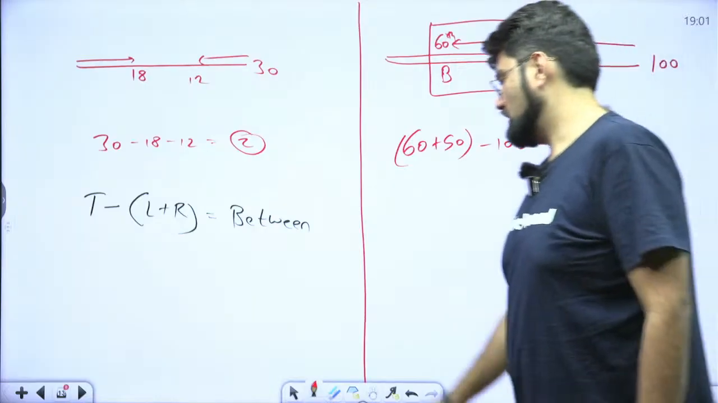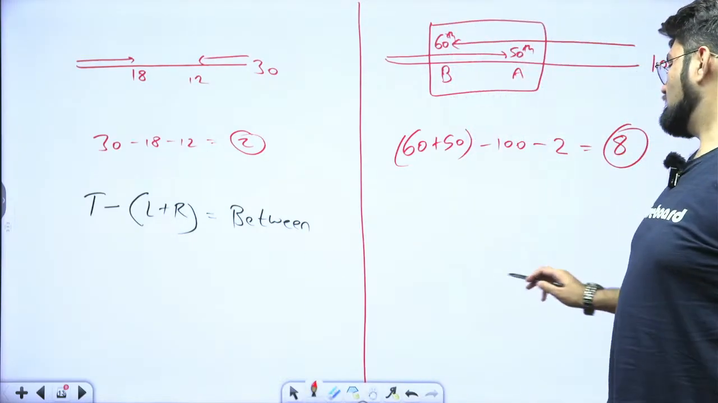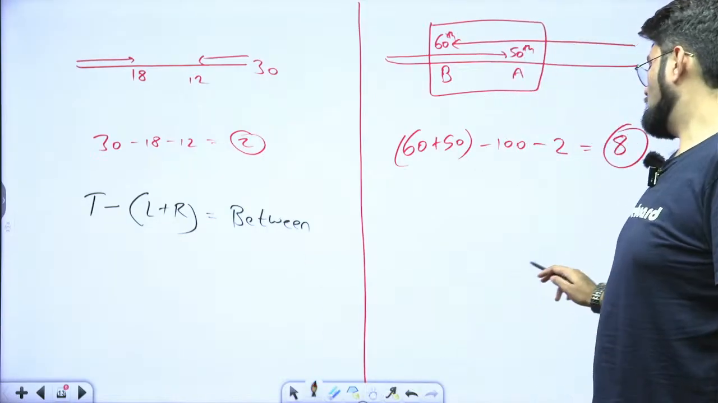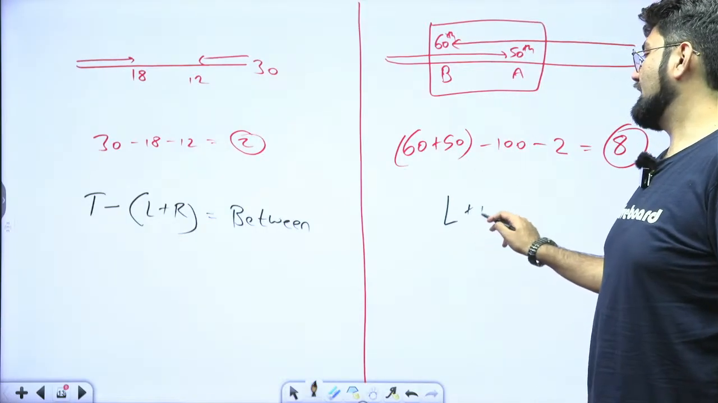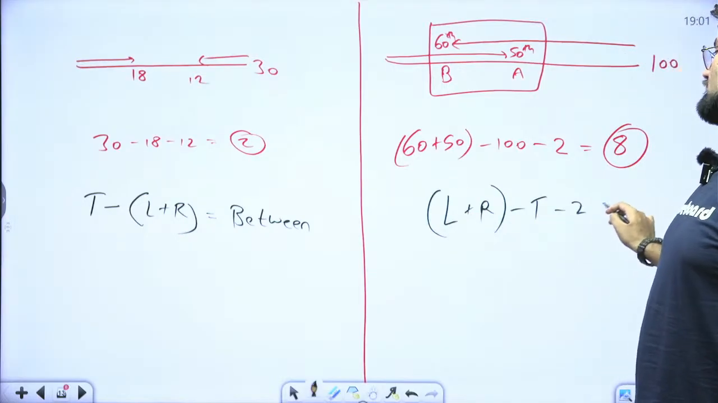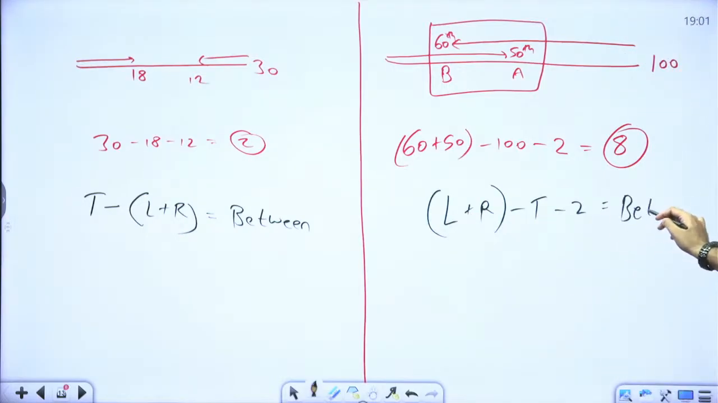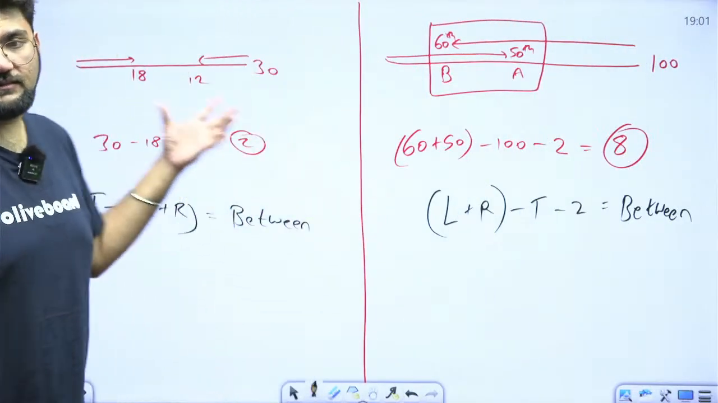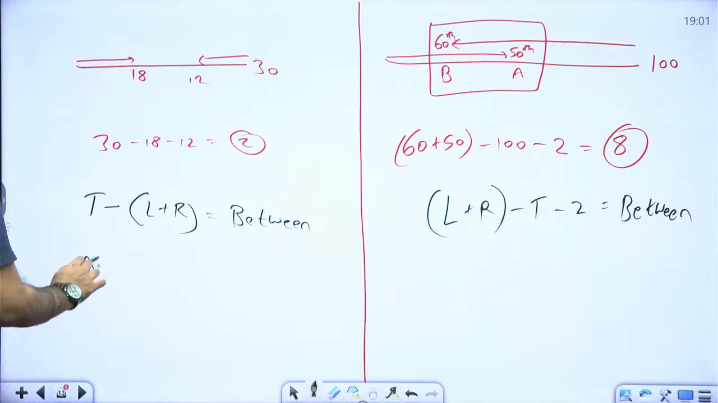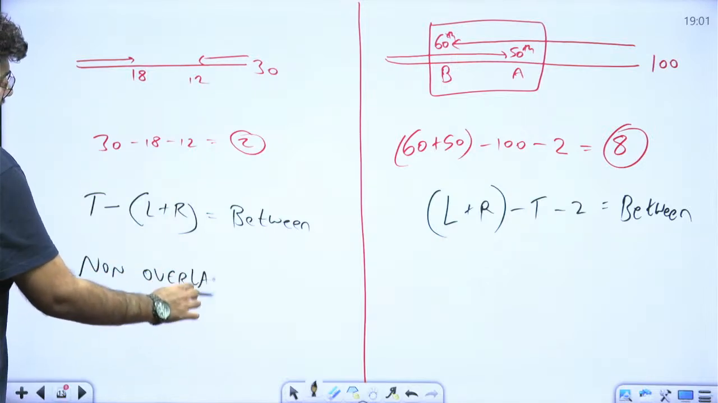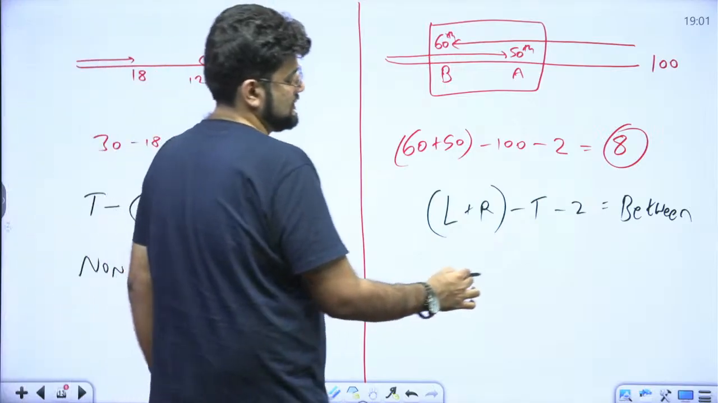So what is the short trick here? The short trick here is I will add the left rank and right rank first. I will subtract the total and I will further subtract 2 from it to get how many people. But why is that? Because these are two different cases. This is known as a non-overlap case, and this is known as the overlap case.